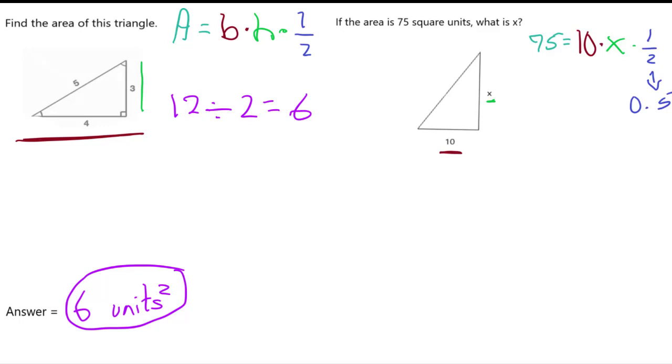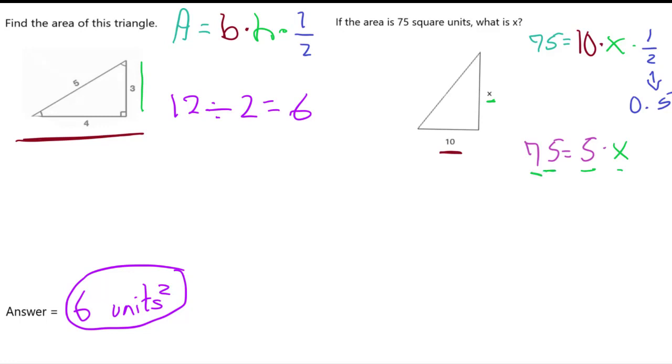So if we go through with the equation, it would be 10 times x times 0.5. But since we don't know the value of x yet, we're going to leave the x and pretend that it's not there. So we're going to do 10 times 0.5, which would equal 5. So we're going to rewrite the equation. 75 equals 5 times x. Now we're going to think, what times 5 equals the answer of 75?